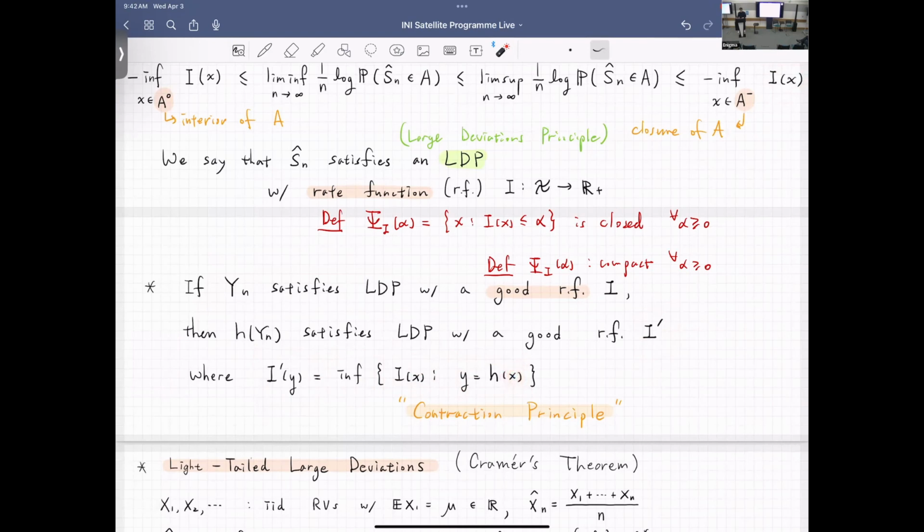X is the inverse image of y, and you're taking the infimum over the inverse image of y. So again, the smallest value of the rate function. That means the most likely value, right? Because a large rate function means less likely or more rare. So a small value of the rate function means more likely. And we're taking the infimum, so it's the most likely point.